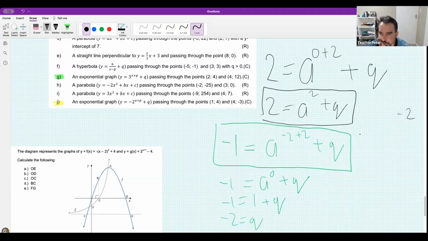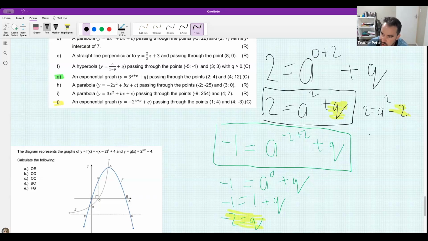So if I know that y is equal to, oh, I can reuse this. Sorry, I can reuse the black equation. So I'm going to say 2 is equal to A squared, and then I'm going to have minus 2 because I know what Q is. I worked out that Q was minus 2. And so where there's a Q, I'm now putting a minus 2.